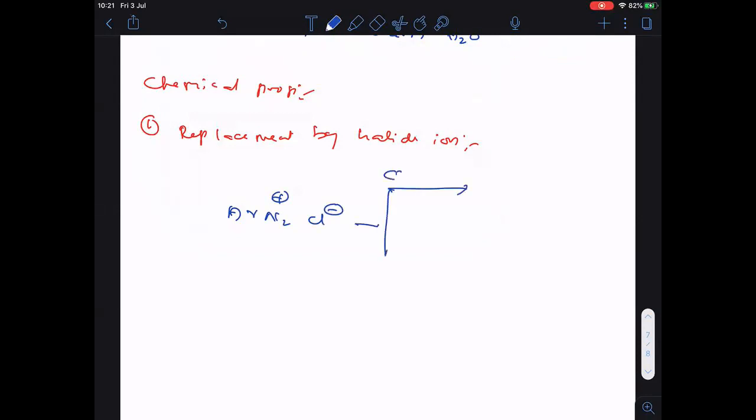Okay, so now this one when treated with Cu2Cl2 by HCl, then what you will get here? Chlorobenzene plus N2. Okay, then with Cu2Br2 by HBr, this is the bromobenzene plus N2.